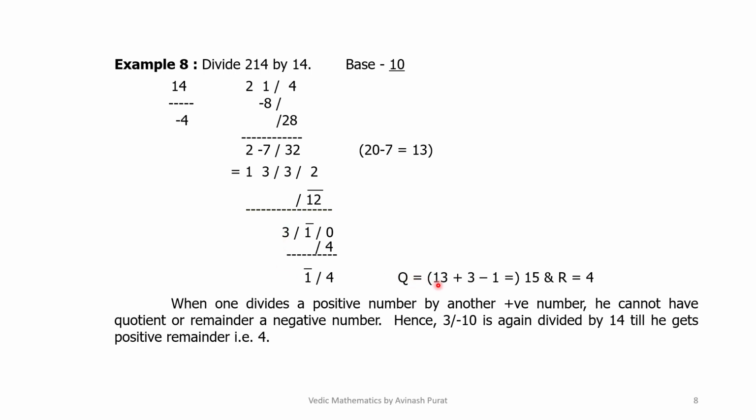So quotient is 13 plus 3 minus 1, that is 13 plus 3 is 16, minus 1 is 15, and remainder is 4. When one divides a positive number by another positive number, he cannot have quotient or remainder a negative number. Hence 3 minus 0 is again divided by 14 till he gets positive remainder, that is 4.